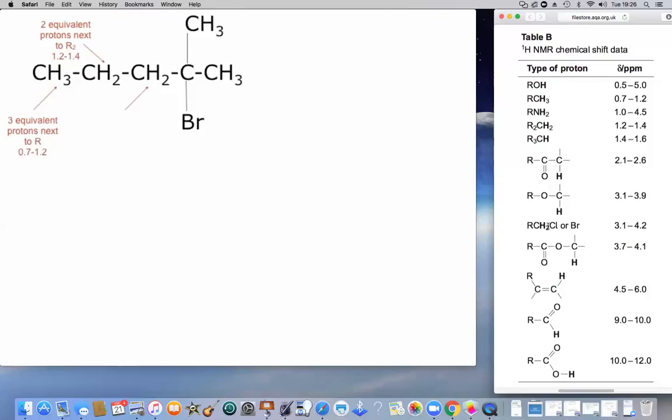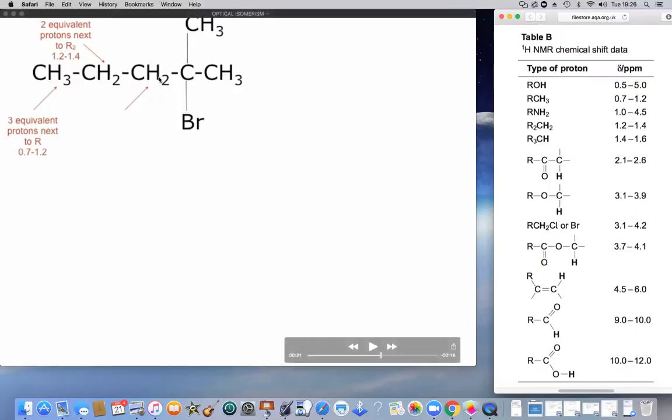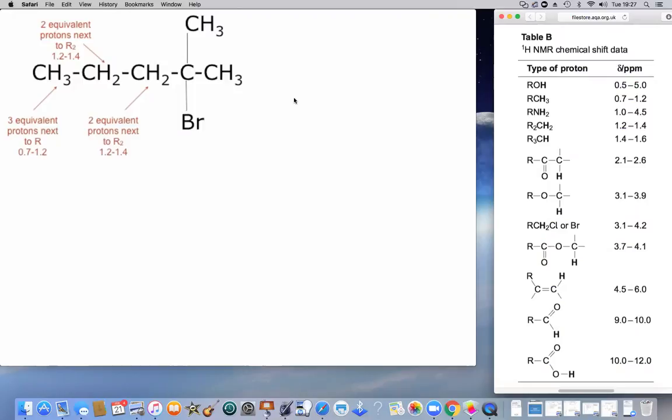They only appear on the table when you have protons that are attached to carbon and a halogen attached to the same atom. So the halogen is not attached to the same carbon atom as these hydrogen atoms here, which means we can take this carbon atom here as another R group. So we would expect these protons to have a chemical shift of 1.2 to 1.4. In reality, I'd expect them to be a little bit higher, but as far as AQA are concerned, they're not asking you to go into that level of detail.